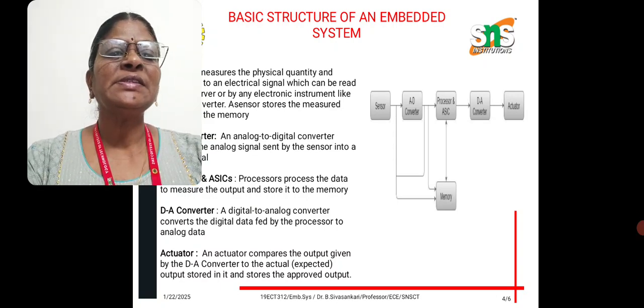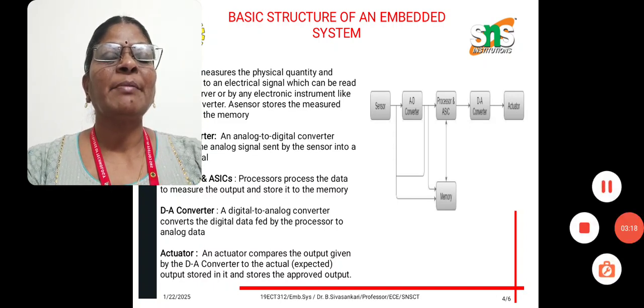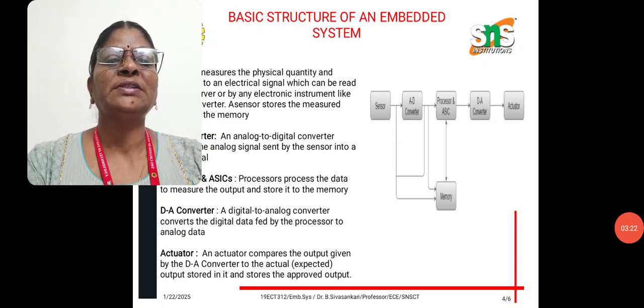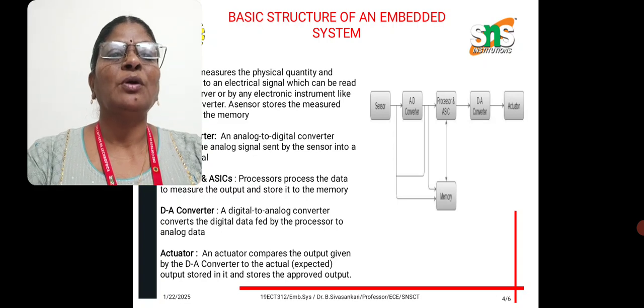So next one is the D to A converter. A digital to analog converter converts the digital data fed by the processor to analog data. And the last one is the actuator. An actuator compares the output given by the D to A converter to the expected output stored in it, and stores the approved output.